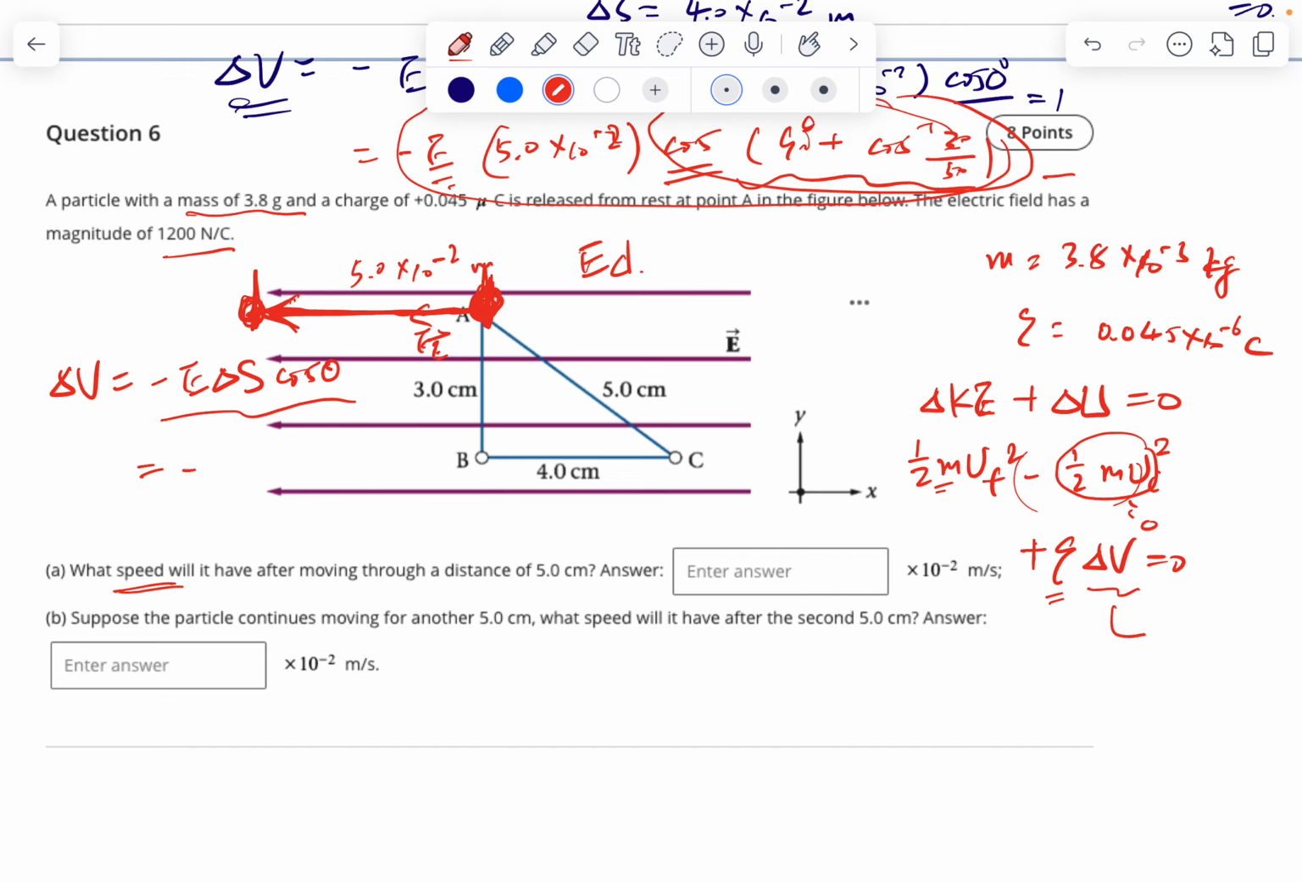If we go over this route, same thing: negative E, the magnitude of E is 1200, and the magnitude of displacement is 5.0 times 10 to the negative 2. What's the angle between them? This is the displacement and this is the electric field, so the angle between them is 0, cosine 0. You get a negative value, which means the potential here is higher than that by this much. Based on this route, we figure out delta V, plug into this equation, and you can figure out the speed. The only unknown here is the final speed.